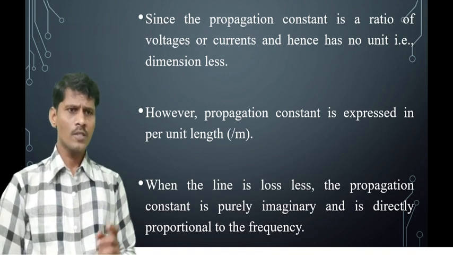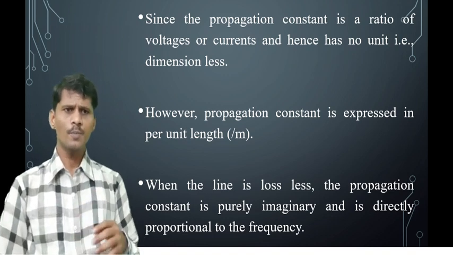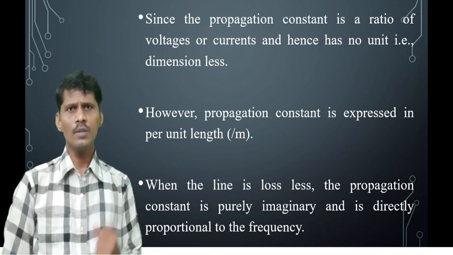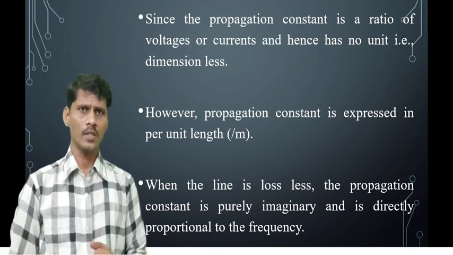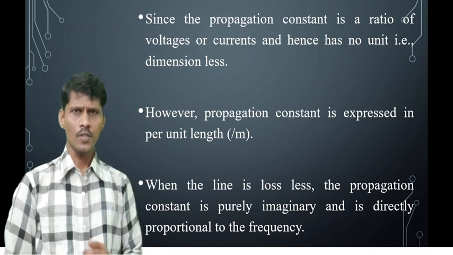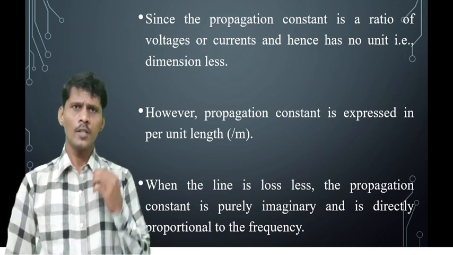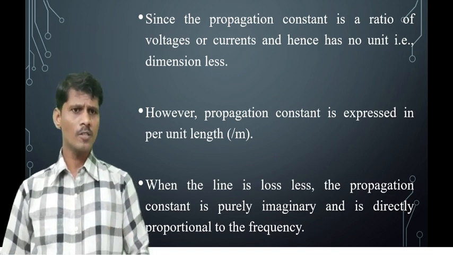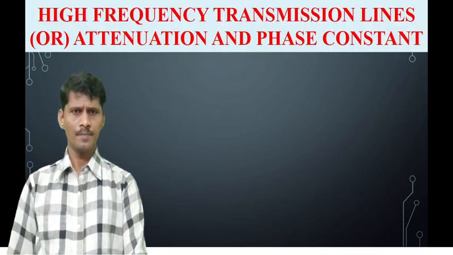When the line is lossless, the propagation constant is purely imaginary. For a lossless transmission line, there is no attenuation constant. Alpha is equal to 0. Then the propagation constant P becomes purely imaginary. So that is P is equal to j beta.